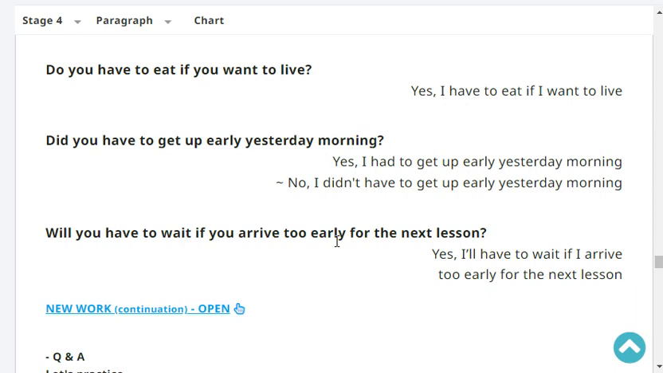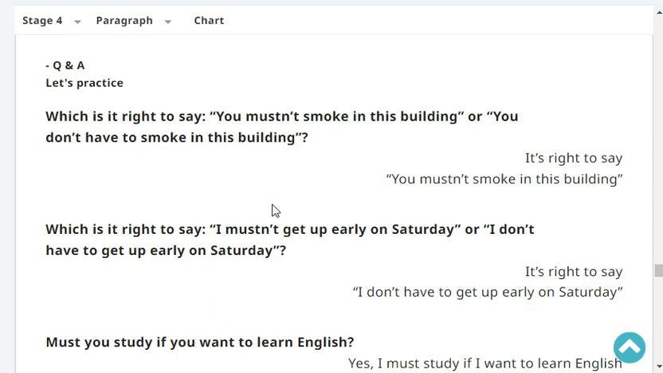Yes, I'll have to wait. I'll have to wait if I arrive too early for the next lesson. Very good. Which is it right to say, you mustn't smoke in this building or you don't have to smoke in this building?